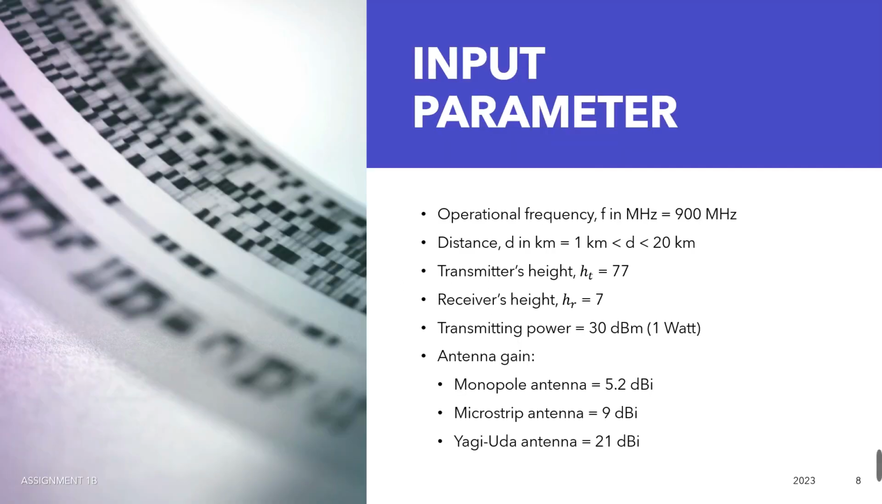The input parameters for this assignment 1B are: first, the operating frequency is 900 MHz, the distance is between 1 km and 20 km, the transmitter height is 77 and the receiver height is 7. The transmitting power is fixed at 30 dBm, and for the antenna gain, the monopole antenna is 5.2 dB, the microstrip antenna 9 dB, and the Yagi-Uda antenna 21 dB.